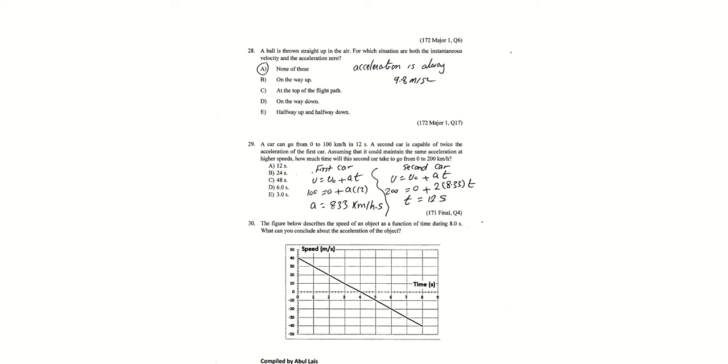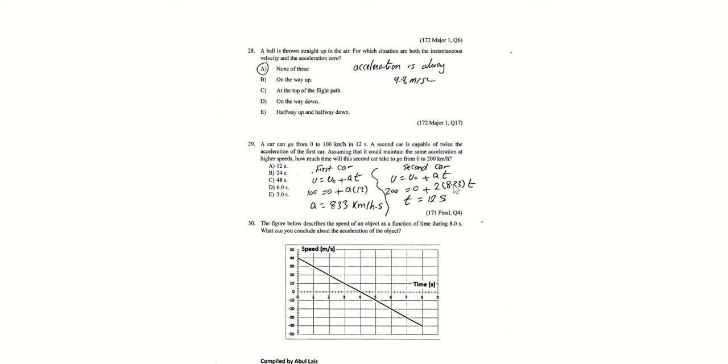So in this case, I have two cars. I have the first car, then I have the second car. Now my job is to first find the acceleration of the first car. So I have v equals v0 plus at. So final velocity is 100, initial velocity is 0, a is the acceleration, and 12 seconds is the time. Then you can find the acceleration.